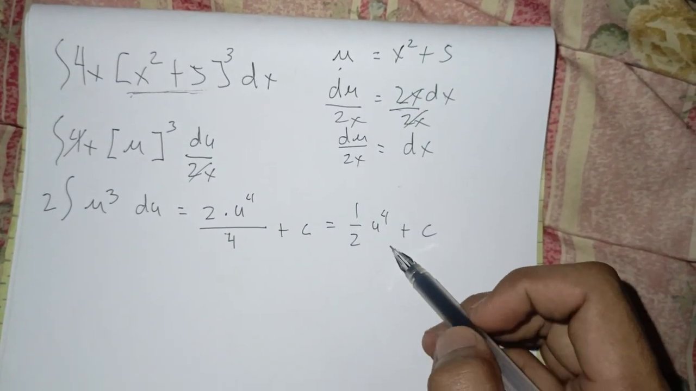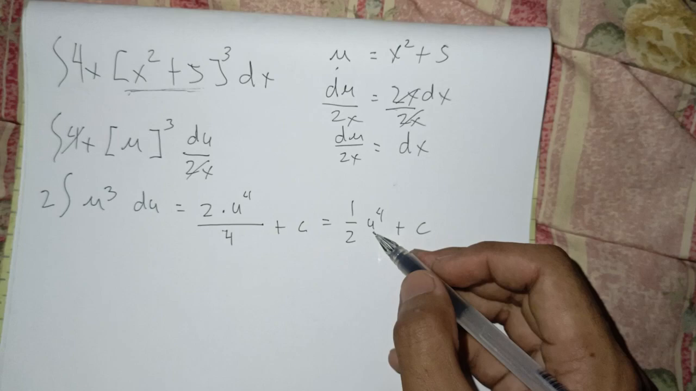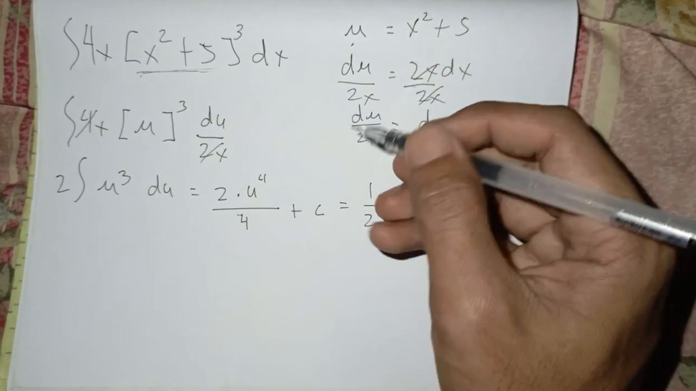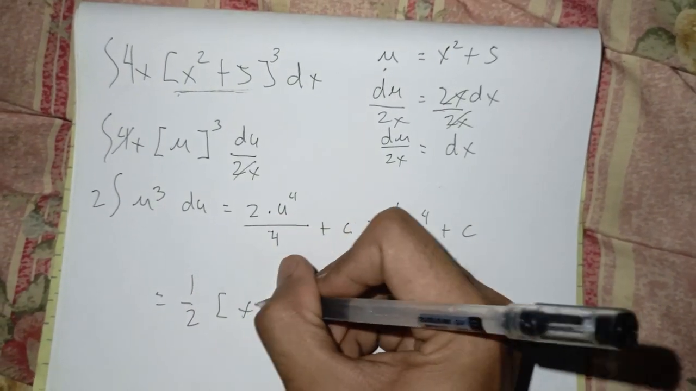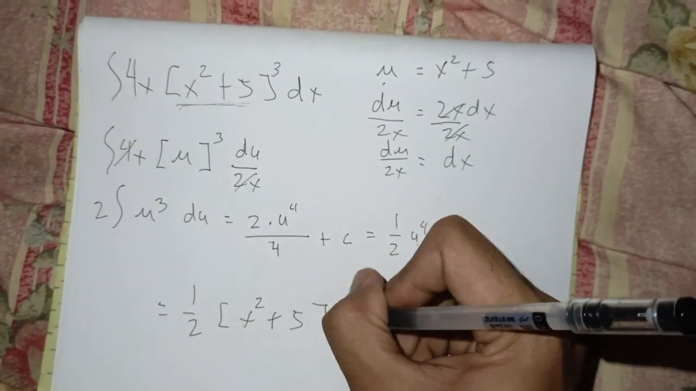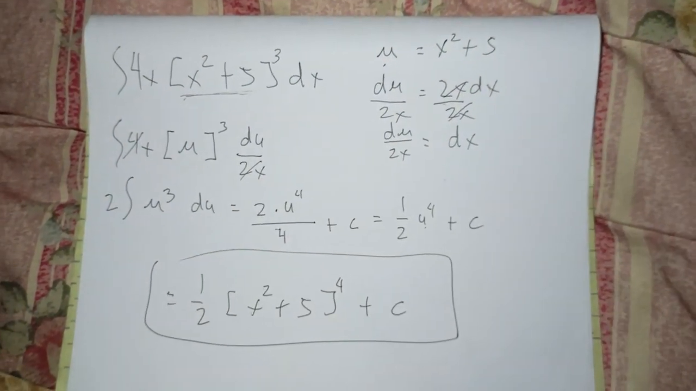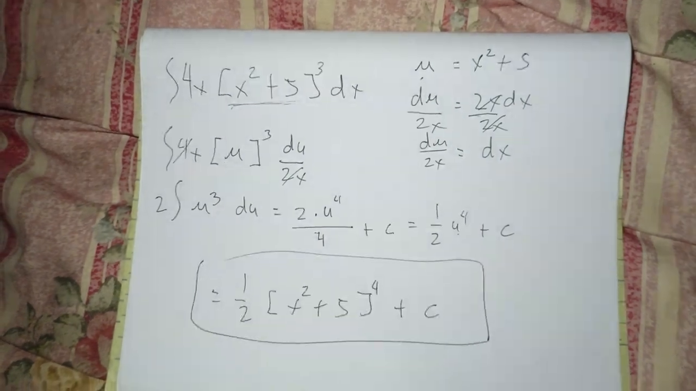Now we substitute back our u with the given expression. So the final answer is 1/2 (x squared plus 5) raised to 4 plus c. So that is all for the antiderivatives problems and solutions. Goodbye.